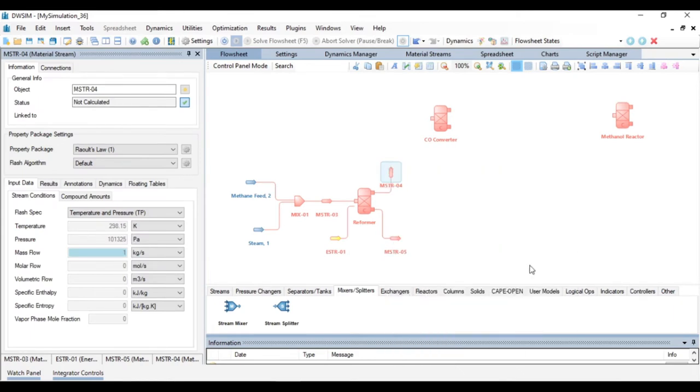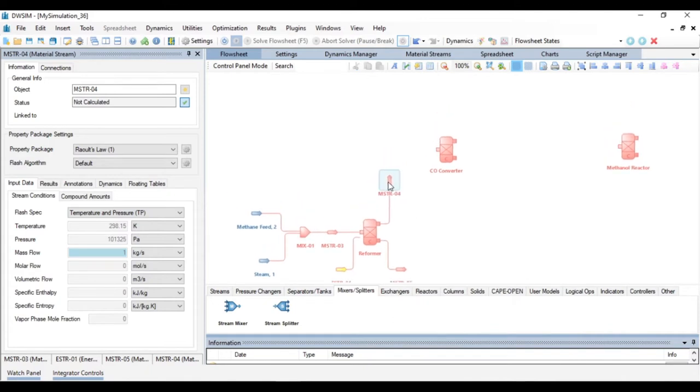We'll rotate it to 180, so it is 270 in total. So this stream is the stream 3. Then we'll add another mixer. There you go. Okay, sorry for that.